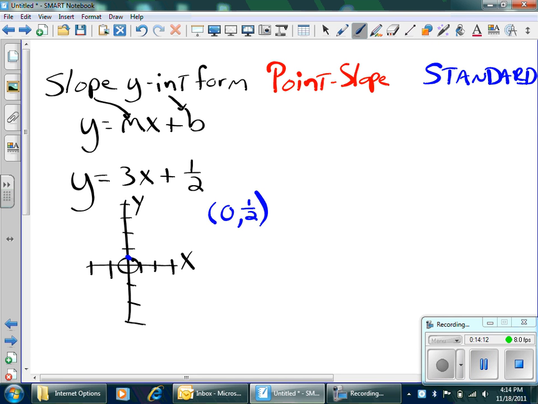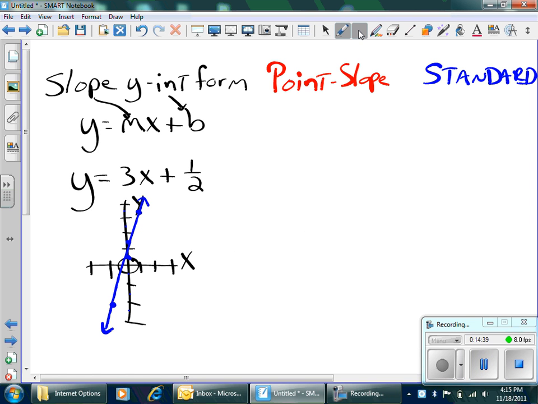Then I rise and run from that point. So in this case, I would go up 3, and I go over 1. My new point is there. I could go down from that point 3, and over -1. And I would get my line. Please pardon me, it is not perfectly straight, but I can't use a ruler on the smartboard. All right, that is slope y-intercept form.